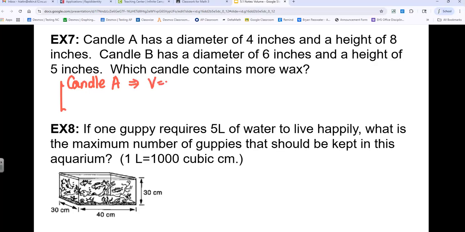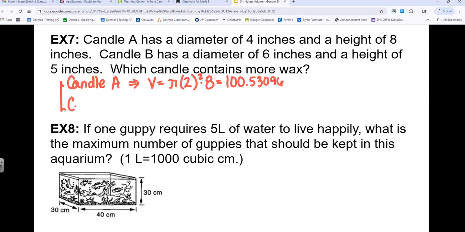Our volume is going to equal pi times the radius. Joey, what's the radius for candle A? 2. Diameter is 4, but we got to cut it in half. So pi times 2 squared times 8. And somebody tell me what you got for that. Was there a few more decimals after that? 3, 0, 9, 6. Good enough.